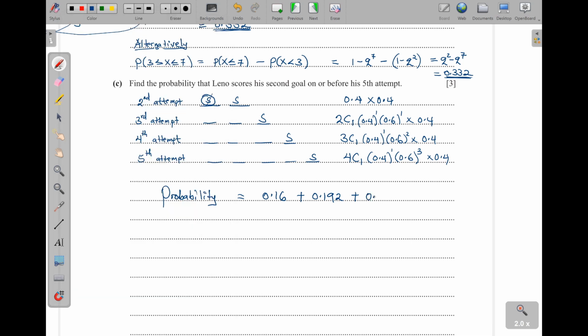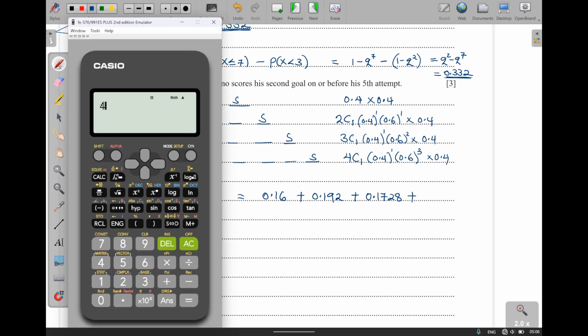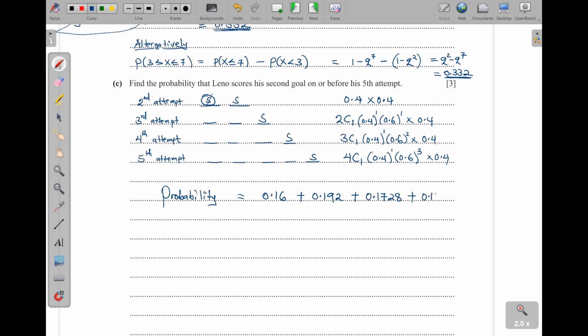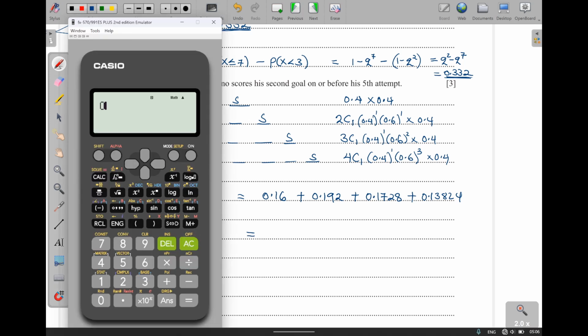0.1728. And then lastly, 4 times 0.4 times 0.6 cubed, and then times 0.4. So this one will give us 0.13824. Then when we add all of these, what do we get?